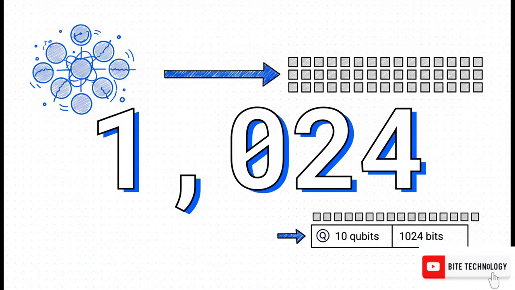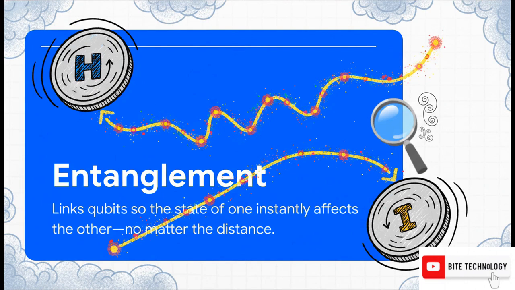So get this, just to really hammer the point home, if you have just 10 qubits, only 10, that tiny system can handle 1,024 states simultaneously. A regular computer would need 1,024 separate bits to even come close. The efficiency isn't just better, it's on another planet. Okay, so that was superposition.